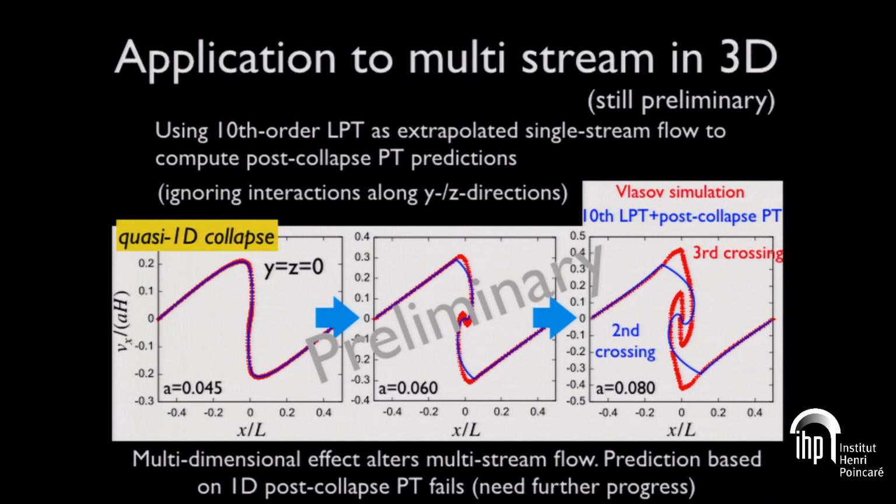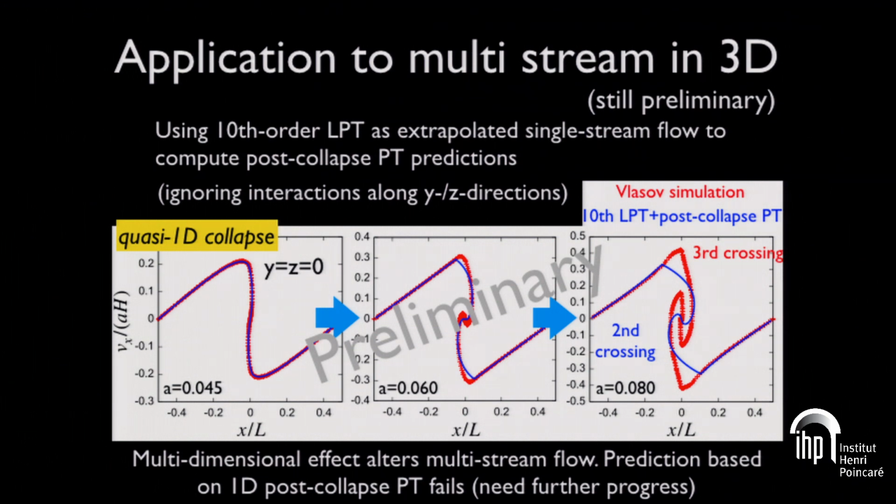Based on this, we now try to apply it to the 3D case. In this case, we use the 10th order Lagrangian perturbation theory developed by Shohei, and we extrapolate it to use as a background single flow, and then just ignore the interaction along other directions. We made a prediction. This is the blue line, and the red one is the result based on the Vlasov simulation. The first part, just after the shell crossing, looks fine, but sooner or later we see a significant deviation.